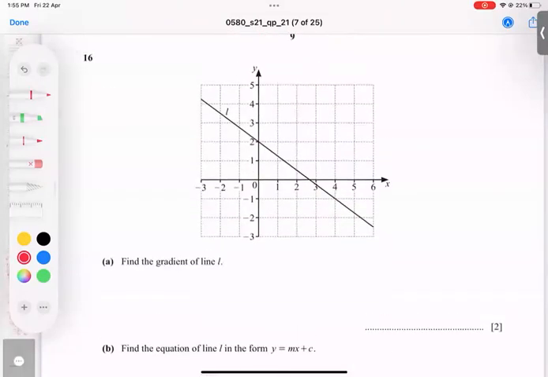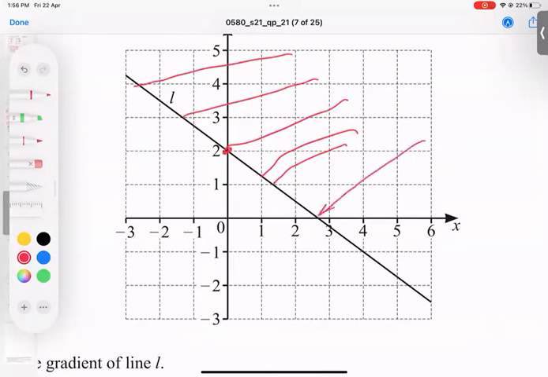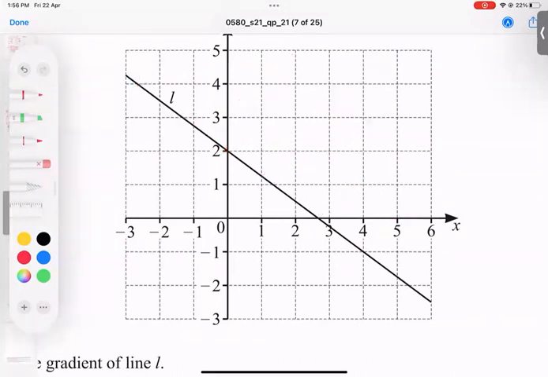Question number 16. Question number 16 says what? Find the gradient of L. How to find the gradient of L? There is a simple technique. Take the whole numbers on the line. For example, look at it. This is not a whole number. This is not a whole number. But this is a whole number. This is also not a whole number. This is a whole number. So let's take the whole numbers. So one whole number is this, and the other whole number is this. Okay.